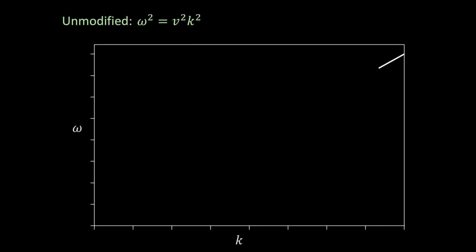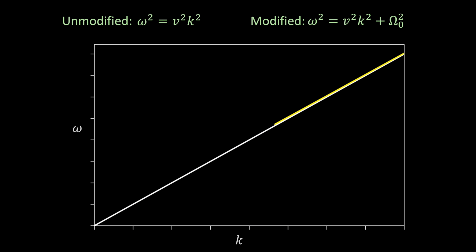And if we then plot the unmodified dispersion relation, we see that as k goes to 0, so does the angular frequency. Whereas if we plot the modified dispersion relation, as k tends to 0, the angular frequency tends to omega naught at k equals 0. To see what this means for particles, we first need to quantize the field and then compare these dispersion relations with the Einstein energy-momentum relation.